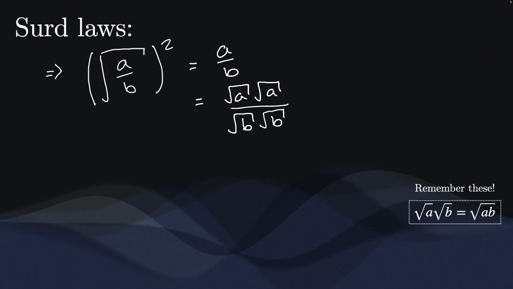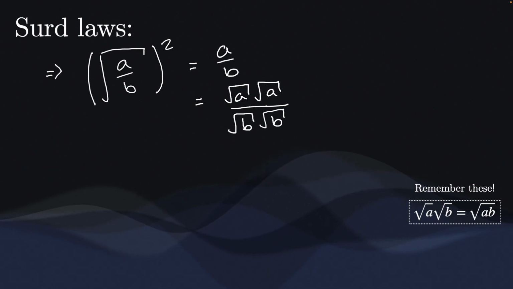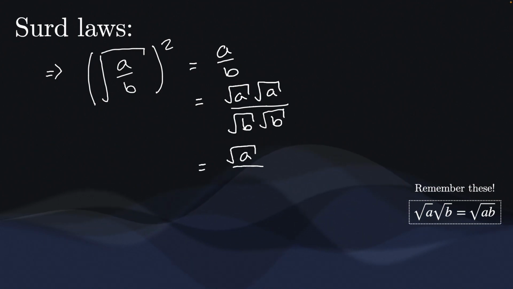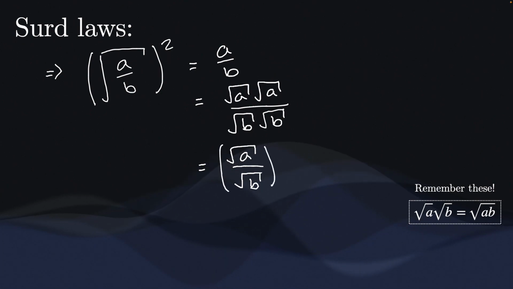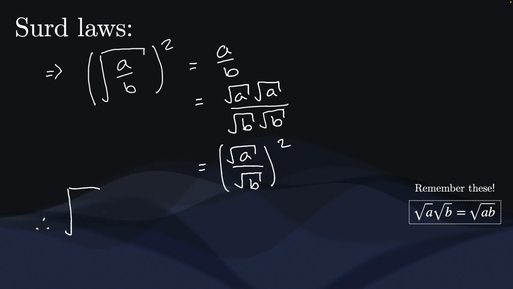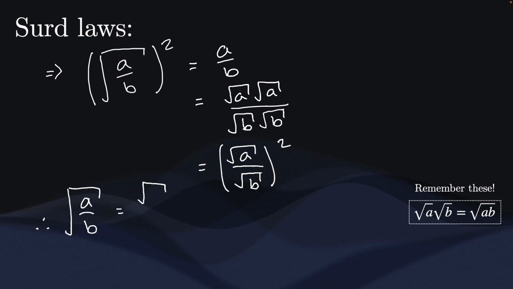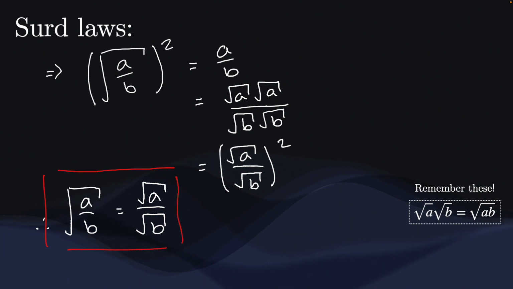What we realize is, that's just root a over root b times root a over root b. So therefore we can just say that's equal to the square root of a over the square root of b, all squared. And then guess what? Look, again, we have a square on both sides. So if we just square root both sides again, we find that the square root of a divided by b is equal to the square root of a over the square root of b. And there we go. We have our next rule. And again, this appears a lot, and it's good to remember.